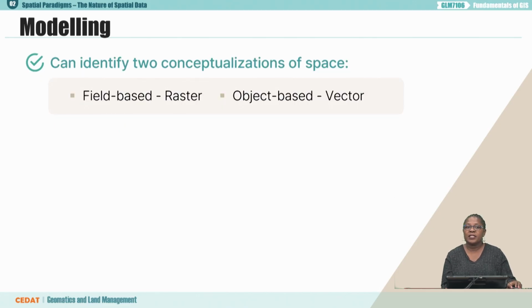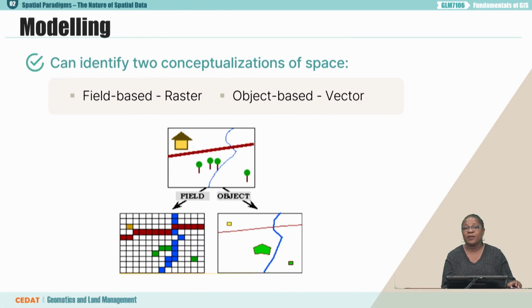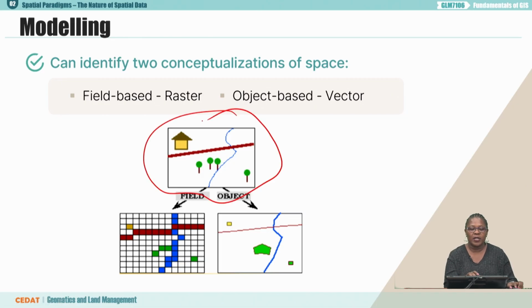So we can identify with two conceptualizations of space. Field-based conceptualization of space, and this is called raster data model, and object-based data model, which is a vector data model. So as you can see here, this is the real world. As you can see a house, you can see trees, you can see a road, and maybe a river of sorts.